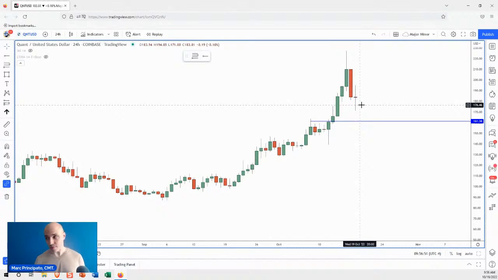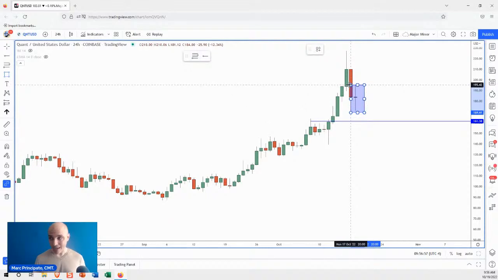What do you do with this? I mean, this can turn into a swing trade, but the thing is, what I want to point out here is this candle is too early to make that judgment, okay? First of all, it needs to close.